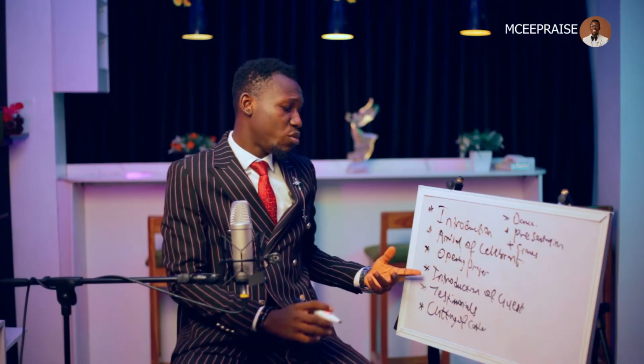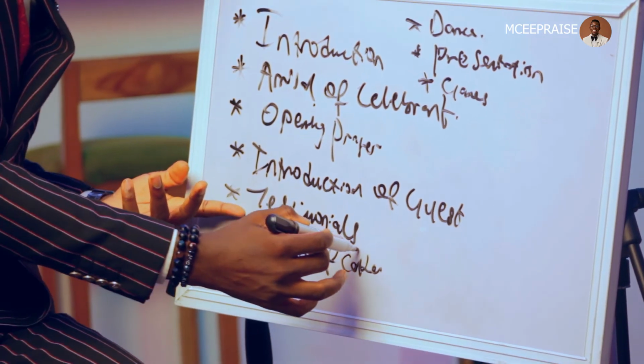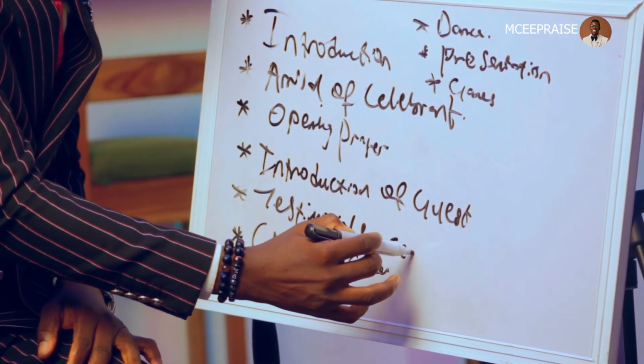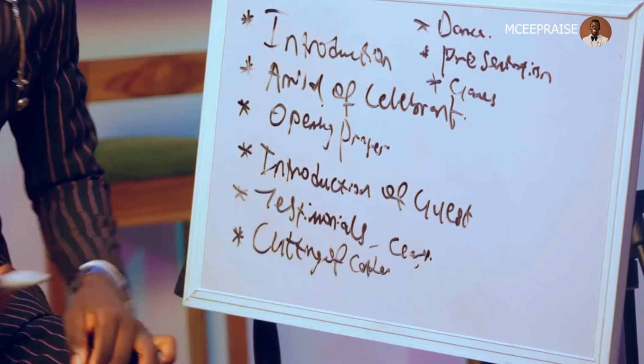You need to find a game if your celebrant wants to go change. If the celebrant does not want to go change, you can put your game immediately after the testimonial, before the cutting of the cake, to make it very, very lively. So maybe after the testimonials, you can put your games. You can do a game for the celebrant.